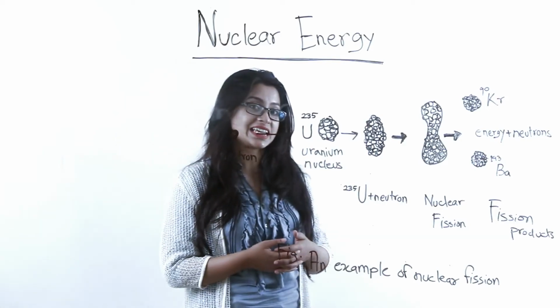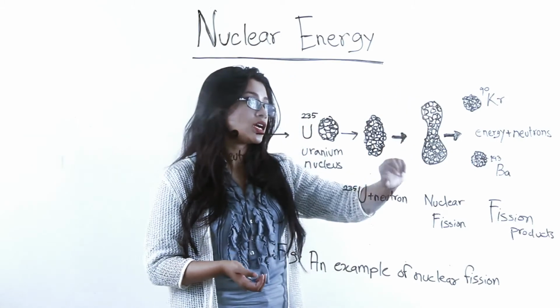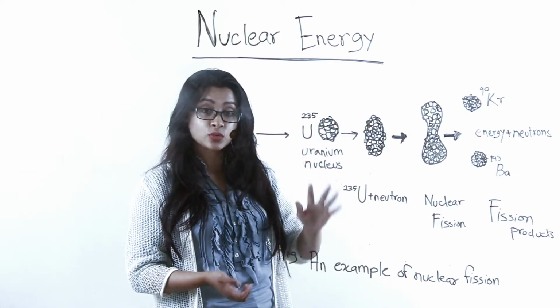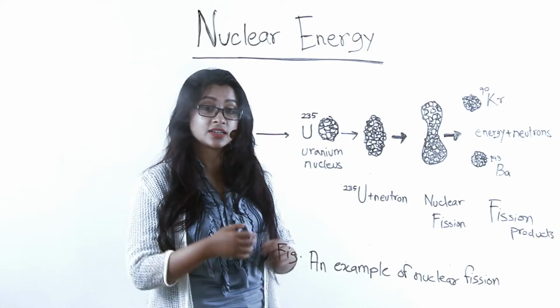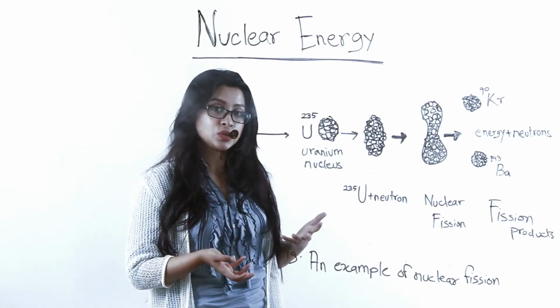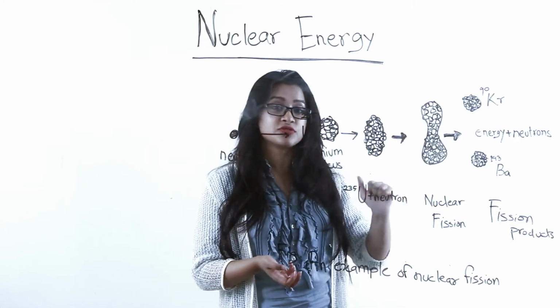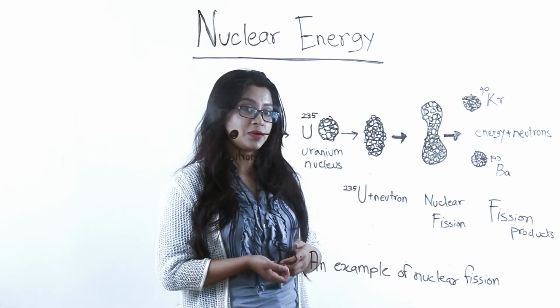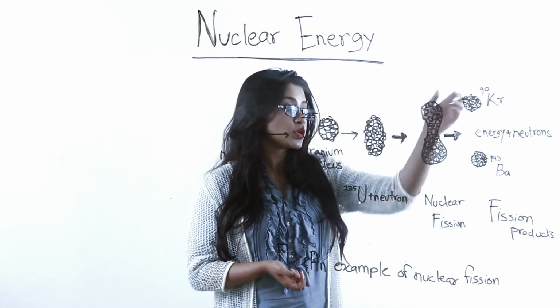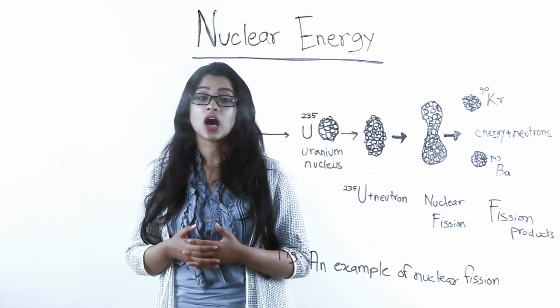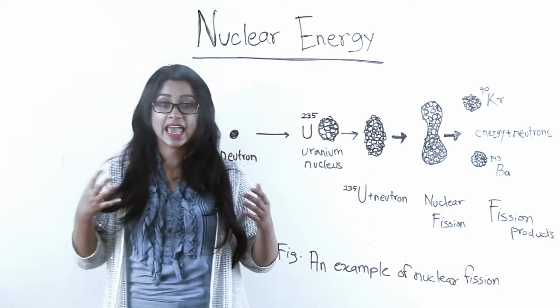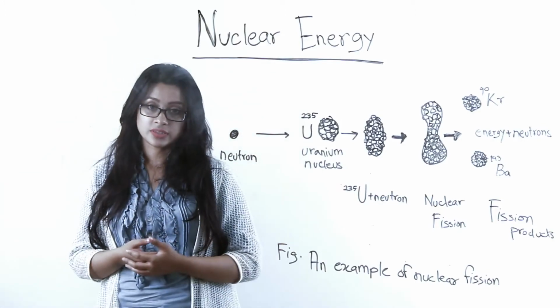of two different elements. As you can see here, after the fission, which is the division of one uranium nucleus, two different atoms of two different elements are produced, krypton and barium. And this also produces a massive amount of energy and more neutrons.